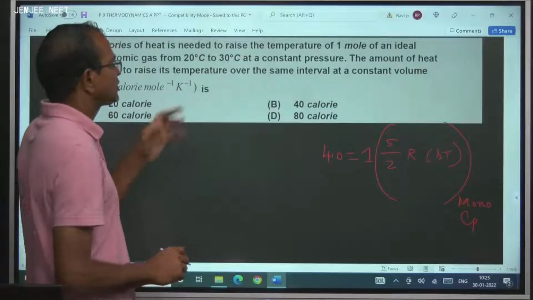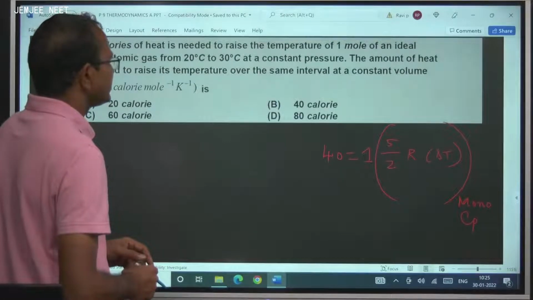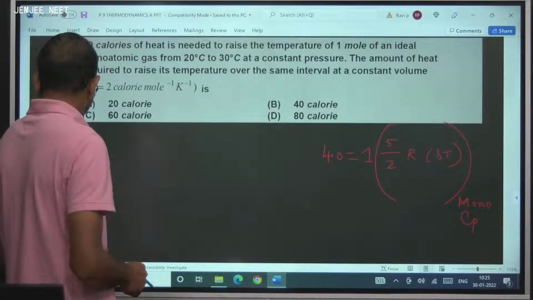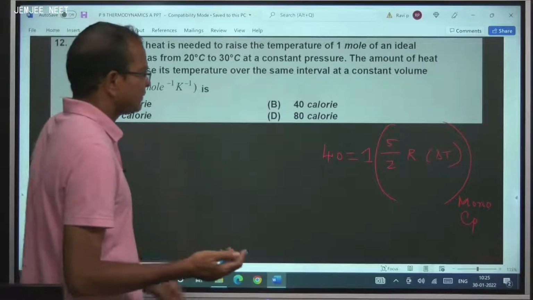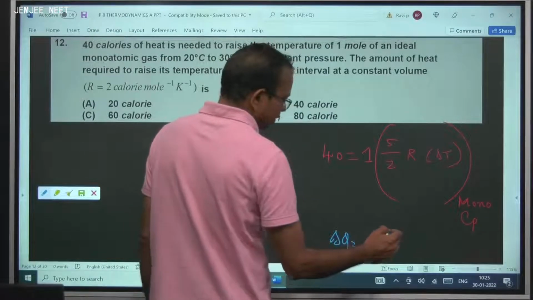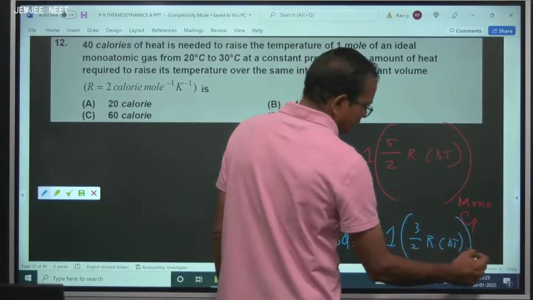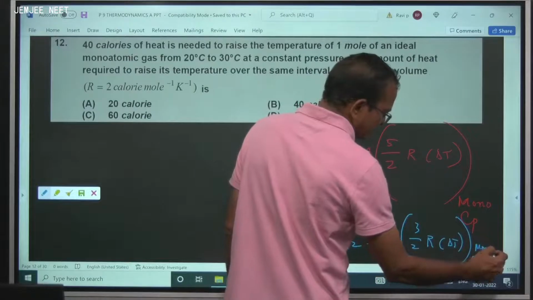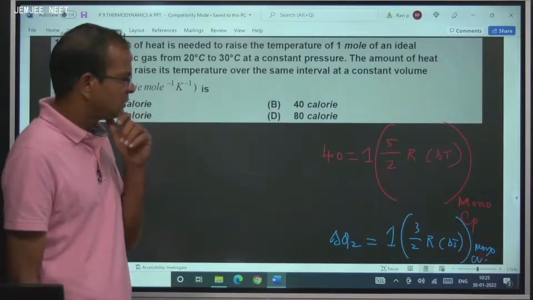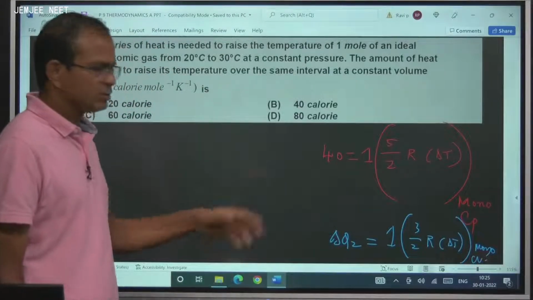Yes, sir. Good. Now let's go to the question. At constant pressure, the amount of heat required to raise the temperature over the same interval at constant volume is? Sir, for delta T we can put n also. No, it is not needed, no need of wasting our time. What do you need now? You need delta Q2. Tell me 1 mole Cv. Monoatomic Cp is in red above, monoatomic Cv is in blue below. Clear? Just put the ratio and the answer comes. Why substitute delta T and everything and waste our time? Just put the ratio, you will get the answer. That's all.